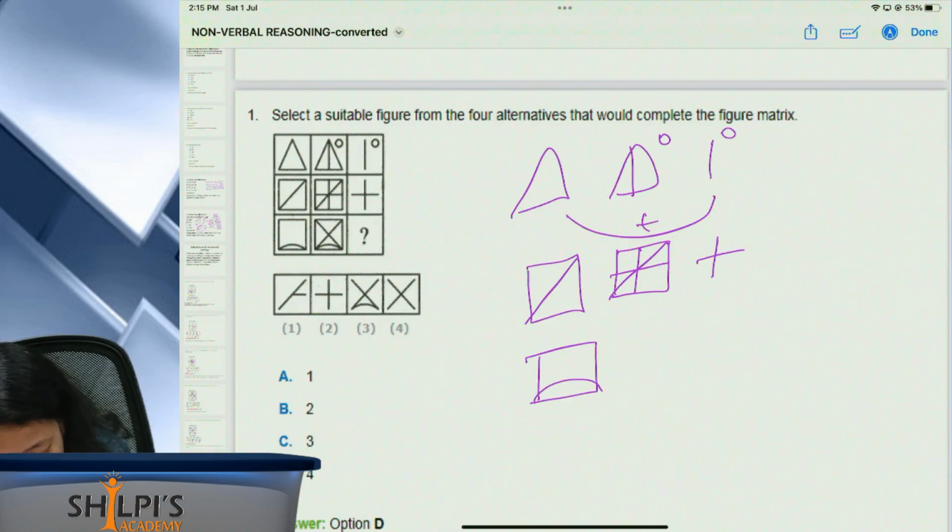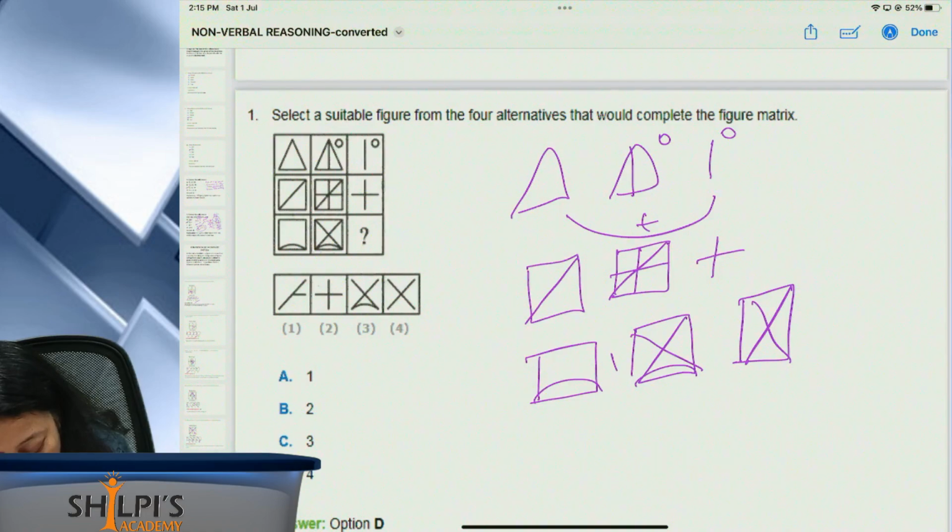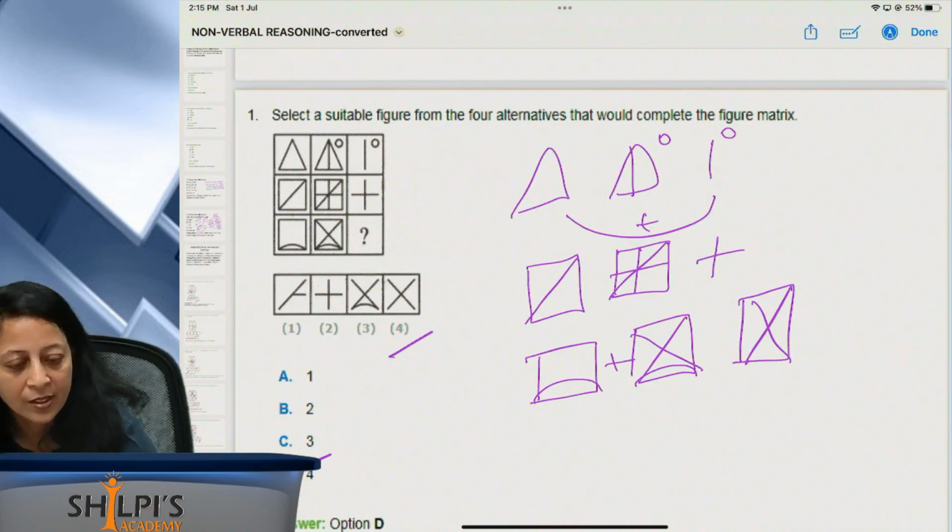You don't know what is there, but you get something like this, right? This and this and this. So what is missing in this figure? If you draw this, now it is a combination of this, you will be getting it here. So the option is option 4. Got it, students?